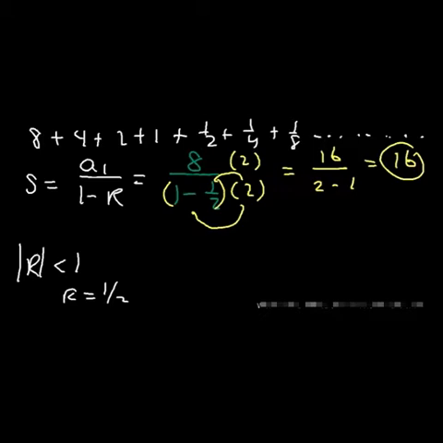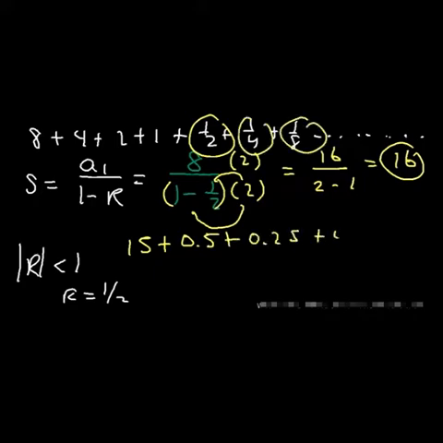So if you keep adding these numbers, it's going to converge to 16. If you type in 8 plus 4 plus 2 plus 1, that's already 15. Then this is 0.5. 1/4 is 0.25. 1/8 is 0.125. And at this point, so far, you have 15.875. And then if you add 1 over 16, it's going to be like 15.9. If you add 1 over 32, it's going to get very close to 16 if you keep adding forever.